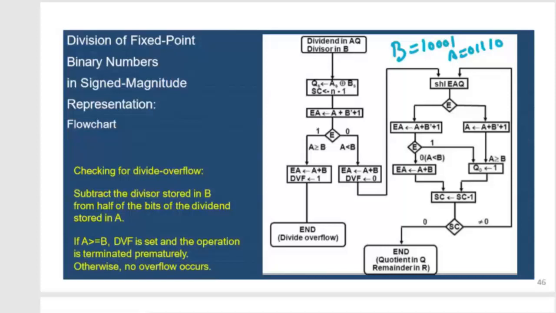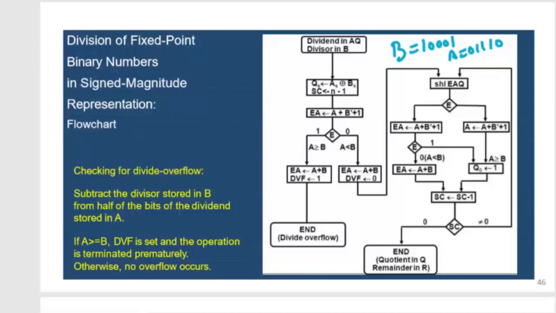After that, the sequence counter will be initialized with the value n-1, and then the value of EA will be A plus 2's complement of T. That means A and B are subtracted here. So after that, the value of E will be checked. If the value of E is equal to 0, that means A is less than B.